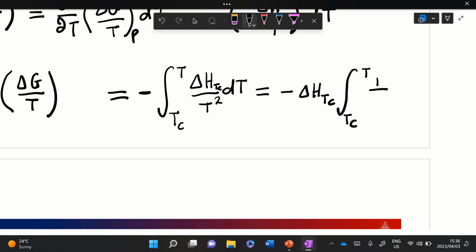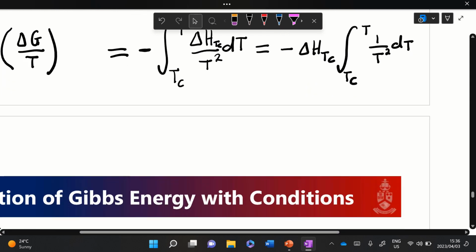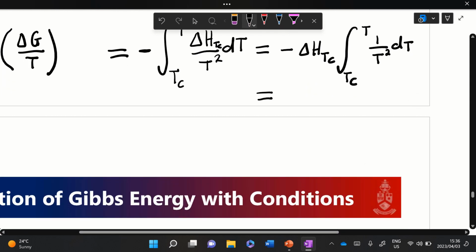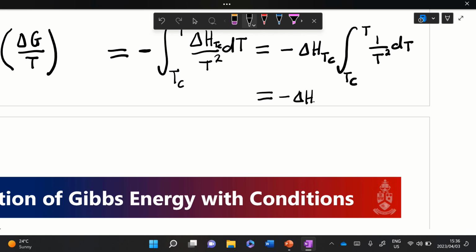T, we have 1 over T squared dt. What's the integral of 1 over T squared? Well, it is minus 1 over T, so minus delta H Tc, times minus 1 over T between Tc and T, that's equal to minus delta H Tc.